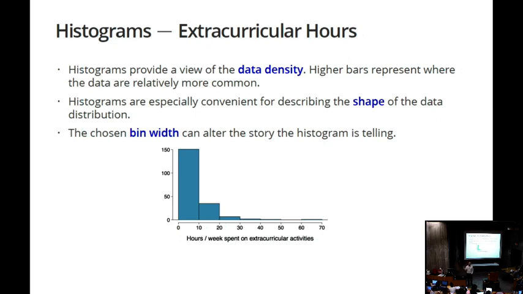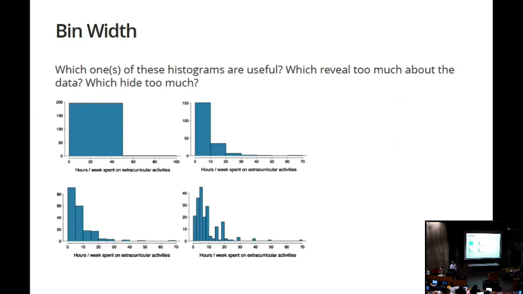Depending on how you choose your blocks, histograms can tell different stories. They're actually not a great statistical tool because you can lie with them. You can tweak your blocks until it tells the story that you want it to tell by just moving them around a little. So you have to be very careful trusting histograms. Here's an example of what can happen as you change the blocks.